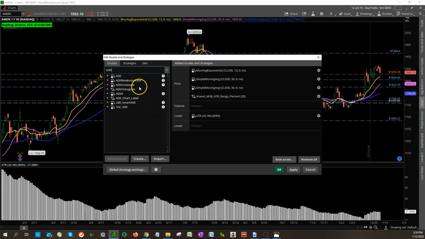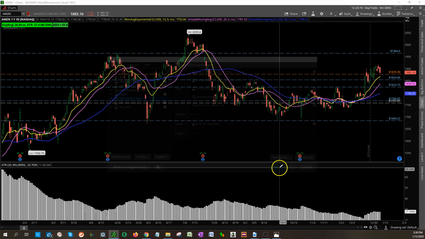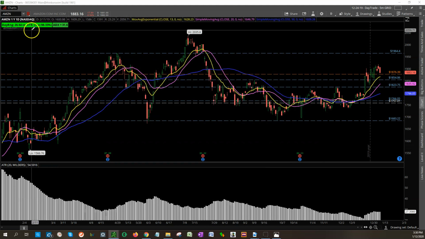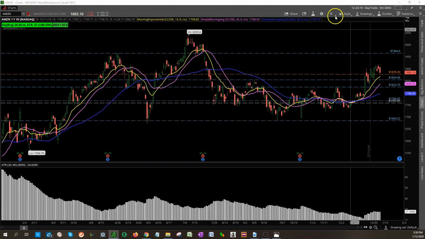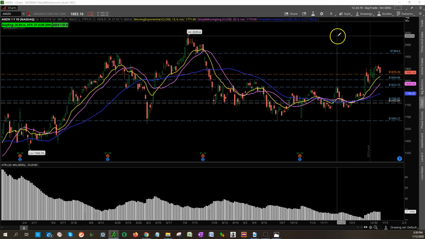I love ADX, okay, but I don't want to have another indicator up on my screen, so I have this little cool indicator right here. It's a chart label, an ADX chart label, and this will change once again based on the time frame. So for the daily, ADX right now is 31.6.